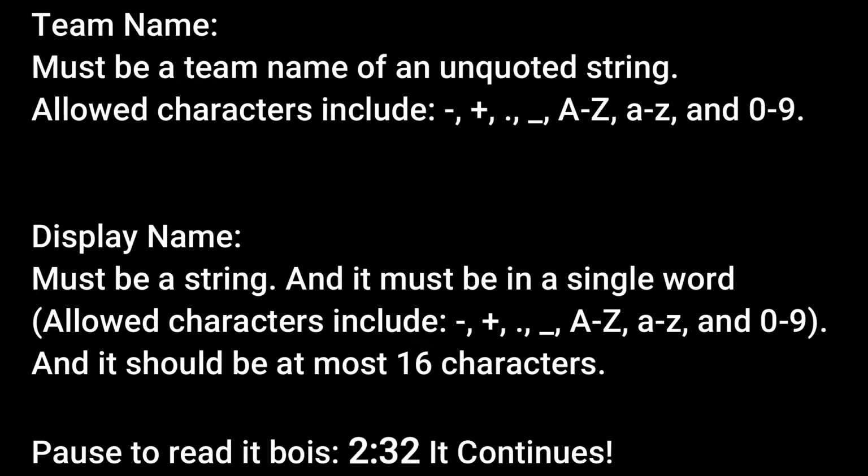Your team name cannot have capitals or spaces. However, your display name can have capitals and spaces. So on the screen now are some of the specifics of both team name and display name. The team name must be an unquoted string. Allowed characters include -, plus, dot, underscore, A to Z, and 0 to 9. The display name, however, must still be a string, a text, and it must be in a single word. Allowed characters include -, plus, dot, underscore, A to Z lowercase and capital, and 0 to 9. And it can be at most 16 characters.